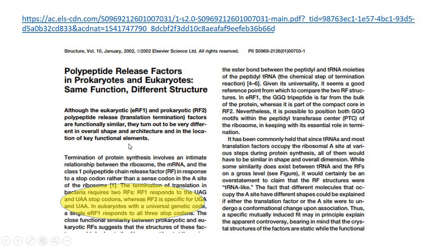And here, this is a really nice paper. If you want to read more about it, what I really want to highlight in this paper was that termination of translation in bacteria, so in prokaryotes, requires 2 release factors. RF1 responds to the UAG and UAA stop codons, and RF2 is specific for UGA and also recognizes UAA. So UAA is recognized by both, UAG by RF1 and UGA by RF2 in prokaryotes. In eukaryotes, it's universal: just eukaryotic release factor 1 responds to all 3 stop codons, so keep that in mind.